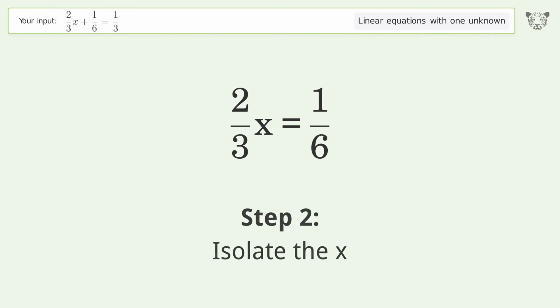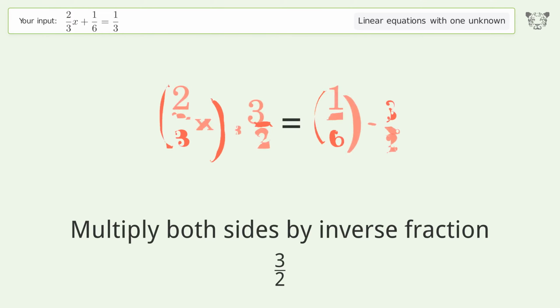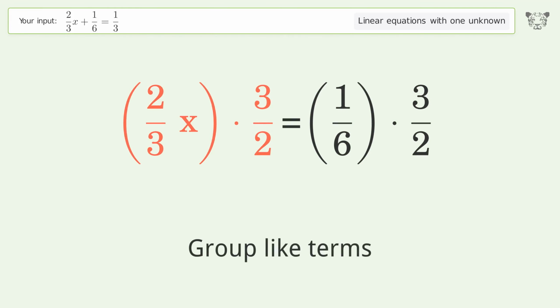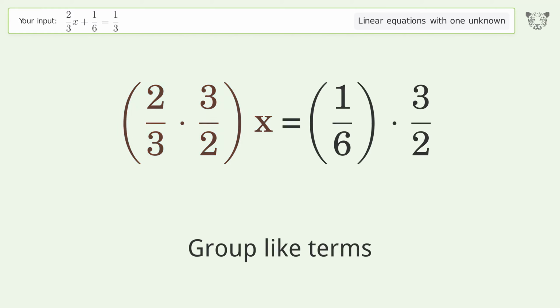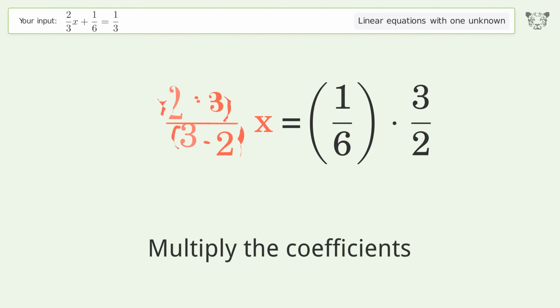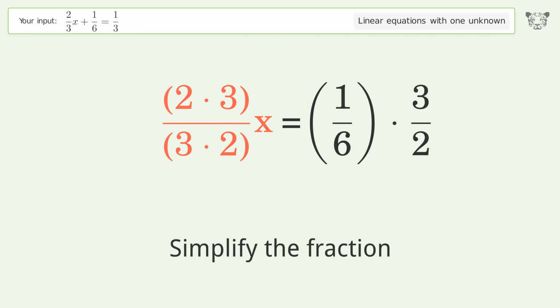Isolate the x. Multiply both sides by inverse fraction 3 over 2. Group like terms. Multiply the coefficients. Simplify the fraction.